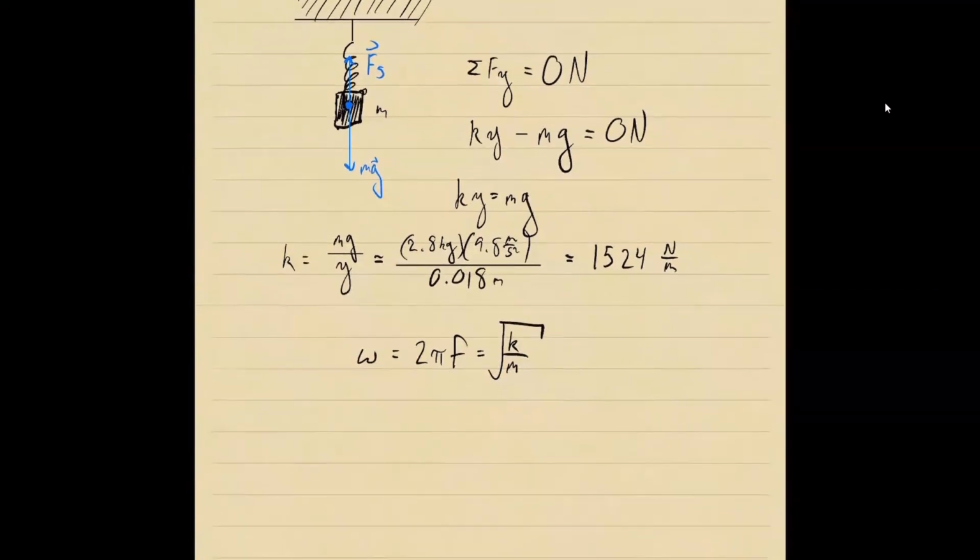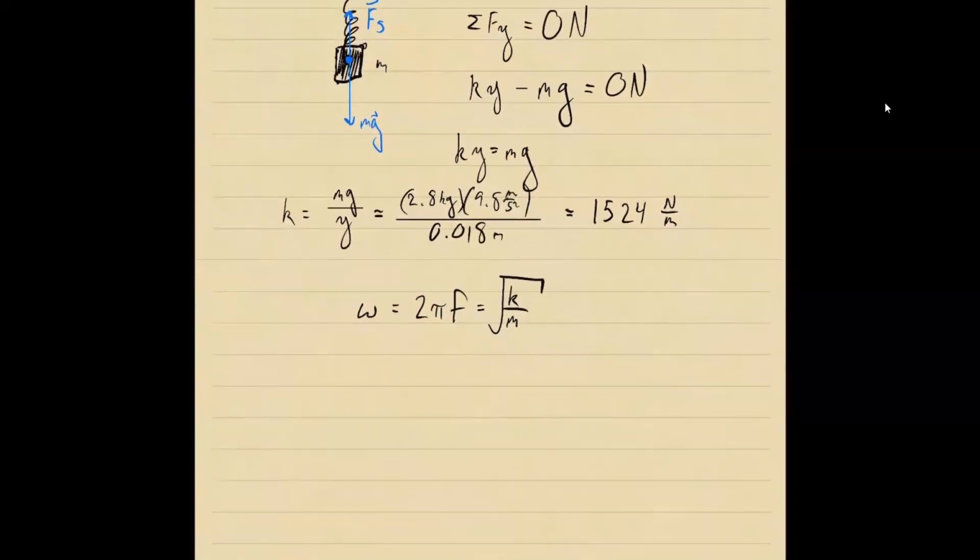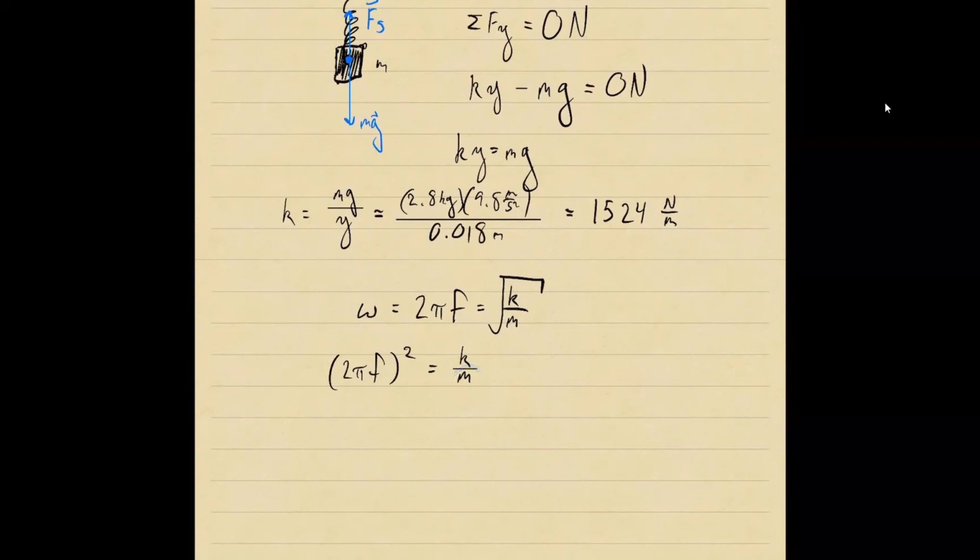So I'm going to look at just this part, and I'm going to square both sides. On the left, we have 2 pi f, squared. And on the right, we have the spring constant k divided by the mass. Now I'm going to solve for the mass by multiplying both sides by it and dividing both sides by this 2 pi f squared thing. So the mass is going to be equal to k, the spring constant, divided by our angular frequency squared.